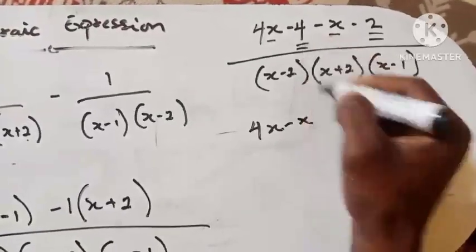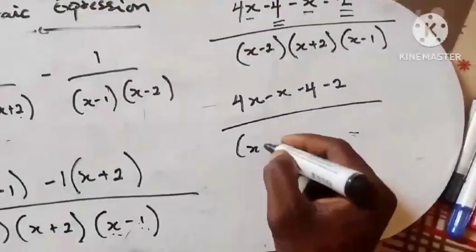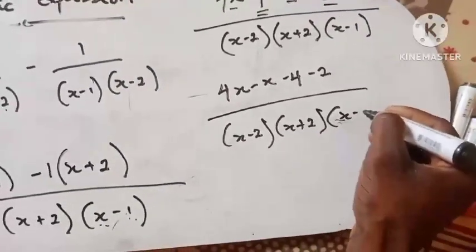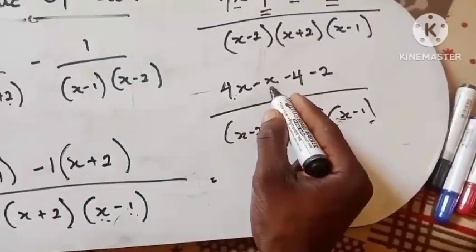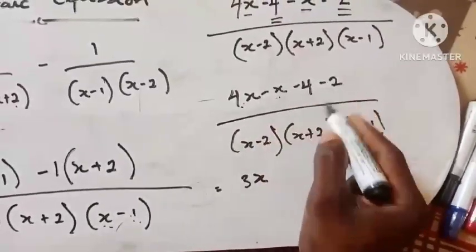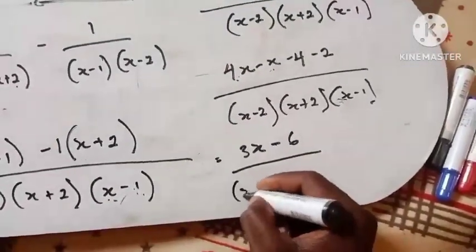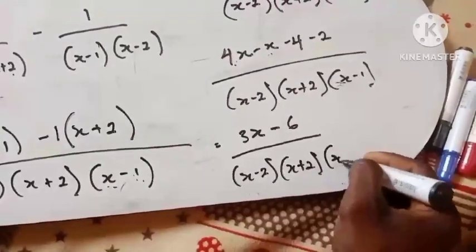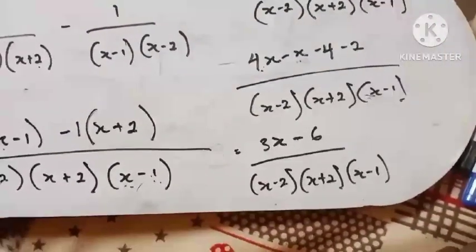So minus s. So here we have negative 4 and then negative 2, everything over s minus 2 and then s plus 2, then you have s minus 1. So from the top you are going to have this, and this should be what? It is going to be 3s. Remember 4 minus 1, that should be 3s. What about these? So that's going to be a minus 6 over all the denominator, that's the s minus 2 and then s plus 2 and then s minus 1. Is that okay? All right, perfect.